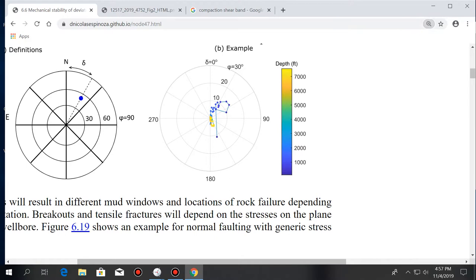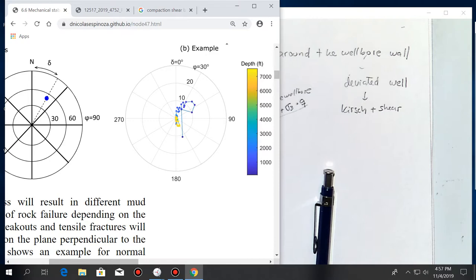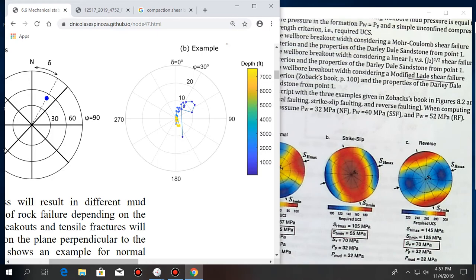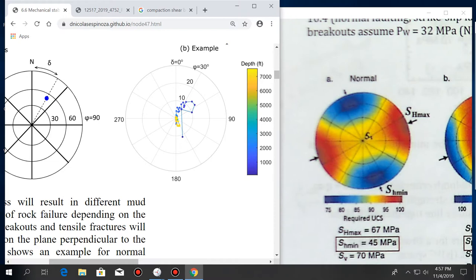And our objective is going to be to superimpose a wellbore deviation. In this case, I'm not going to give you a particular wellbore deviation, but you're going to do this in general with what you should expect as a failure surface.